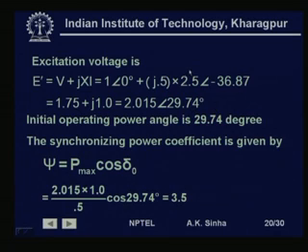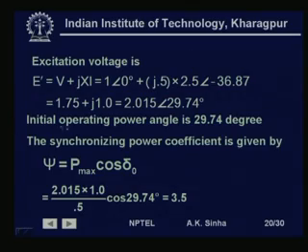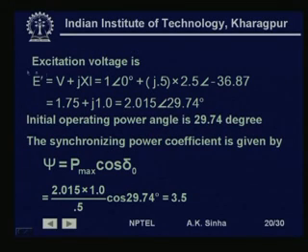But if we would have kept the excitation voltage the same as that of 0.6, then we would have found that the delta 0 is a very large value. Here we have assumed that it is possible to keep the excitation voltage going up to very high values, and therefore, we are finding the voltage behind transient reactance as 2.015 with an angle of 29.74 degrees. So, now the initial operating point delta 0 is 29.74 degrees.